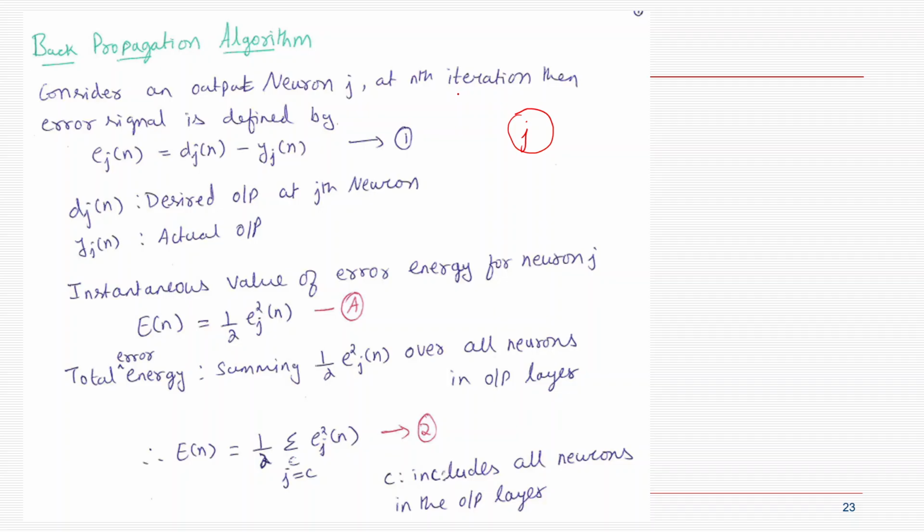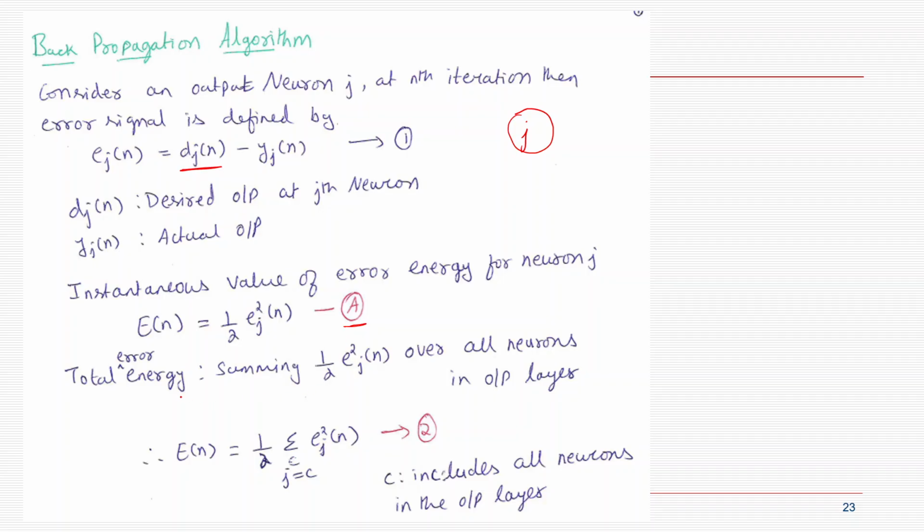at the nth iteration. Then the error signal is defined as the difference between the desired output, that is dj of n, minus yj of n at the jth neuron. Instantaneous error energy for the neuron j is given by E of n equal to 1 by 2 ej square of n. Let us represent this by equation A.